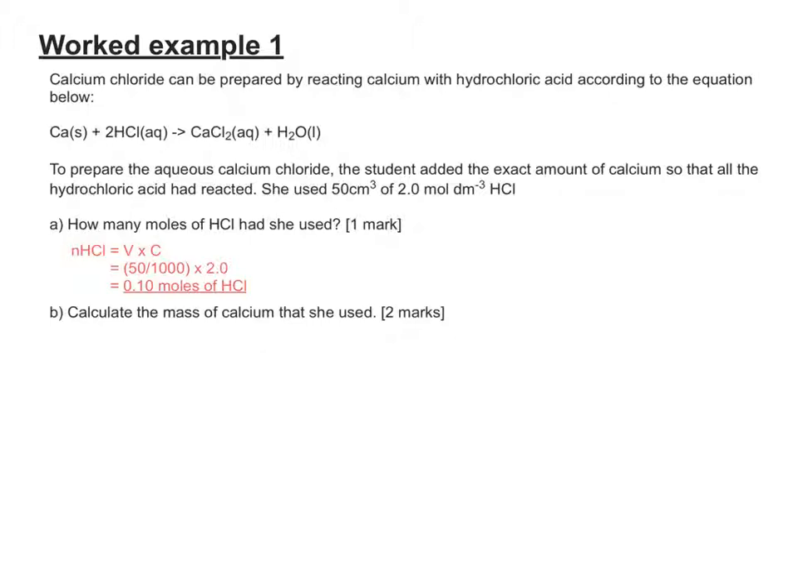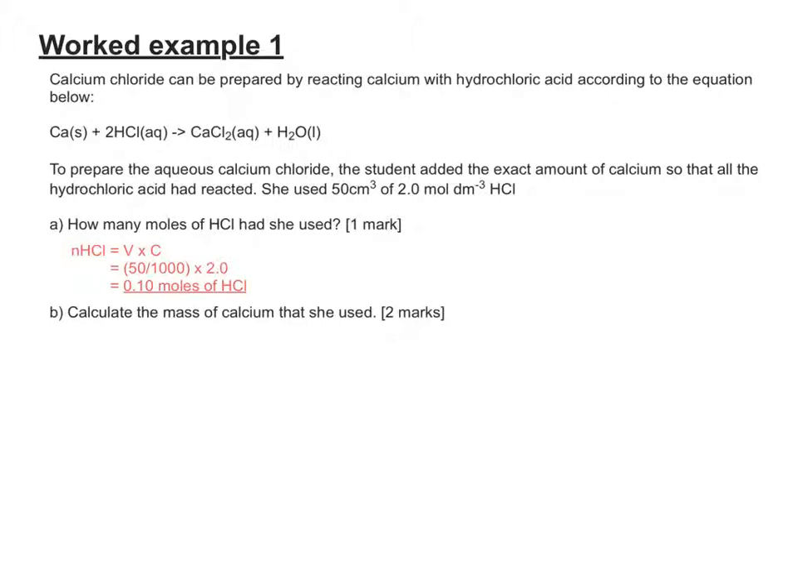You'll also notice that I've taken the 50 centimeters cubed and I've divided it by 1,000. The reason I've got to do that is because the concentration that I'm multiplying it by is in moles per decimeter cubed. So I have to make sure that I convert centimeter cubed values into decimeters cubed so they can be put into n equals V times C.